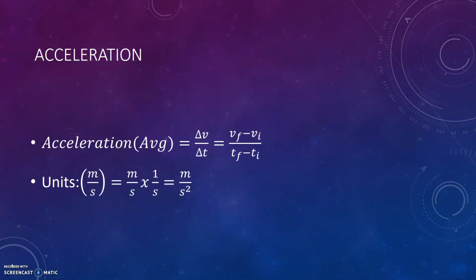The equation for average acceleration is the change in velocity over the change in time. As we know, the change in velocity is the final velocity minus the initial velocity, and the change in time is the final time minus the initial time. The units that come with acceleration are meters per second squared.